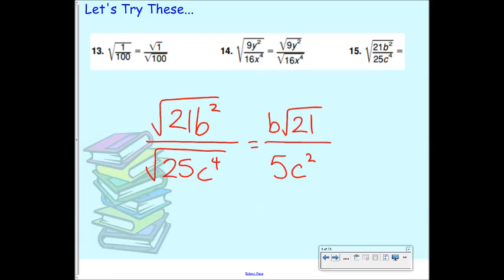Miss Barrett, on that one, you don't do 5 on top and bottom? You don't multiply by 5? No, because what if 25 is already a perfect square? So I can take the square root of it. So I don't need to get rid of it because I can already take the square root of it. Oh, okay. All right.